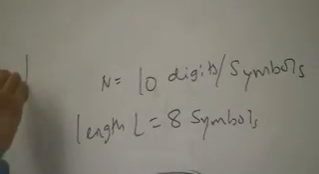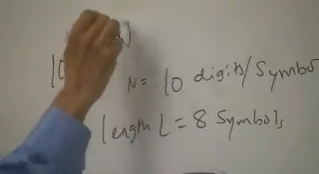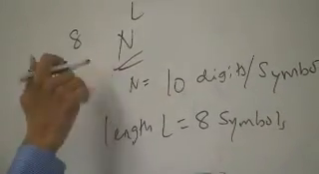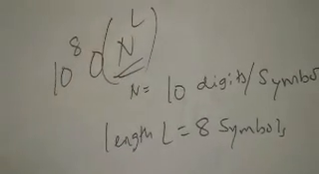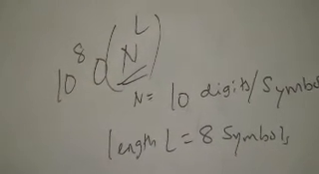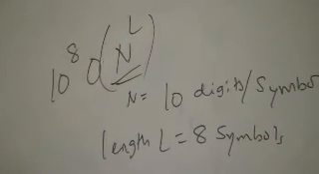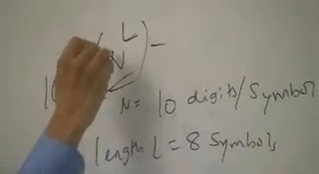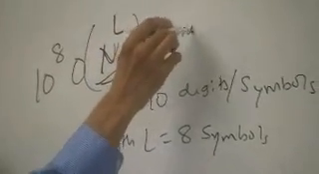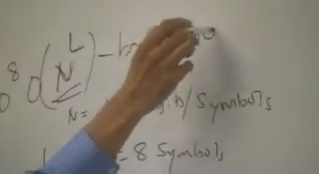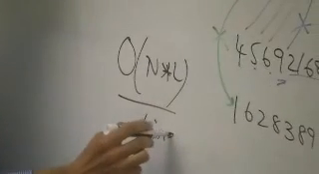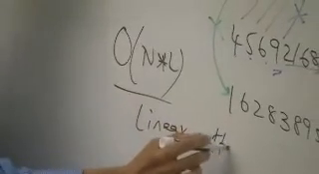10 to the power of 8, right? So it's like n to the L, right? So this is a big O, right? The complexity of the brute force attack. Okay? We want to do it, so this is exponential, right? N raised to L. We want to do it more like a linear, which is n times L. So this is what I call a linear attack.